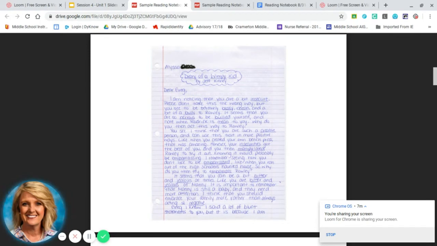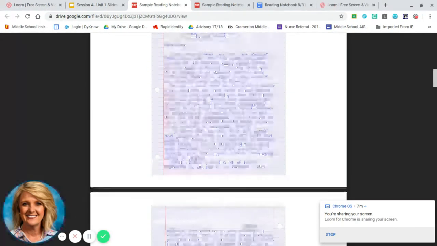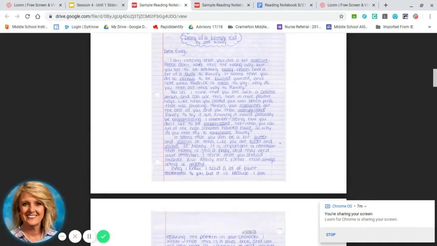Here, Alyssa is reading Diary of a Wimpy Kid. And she decides that she wants to write a letter to one of the characters. So she says, "Dear Greg, I'm noticing that you are a bit insecure. Please don't take this the wrong way, but you seem to be extremely bossy, mean, and a bit of a bully to Riley. It seems that you are so nervous to be bullied yourself. And note when Roderick is mean to you. Why do you then act this way to Riley?"